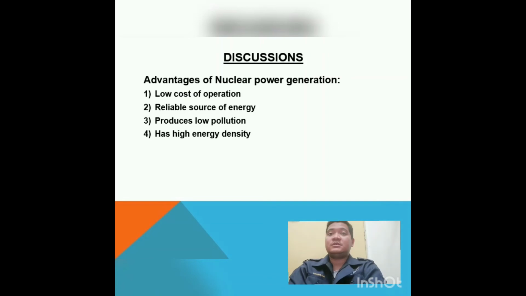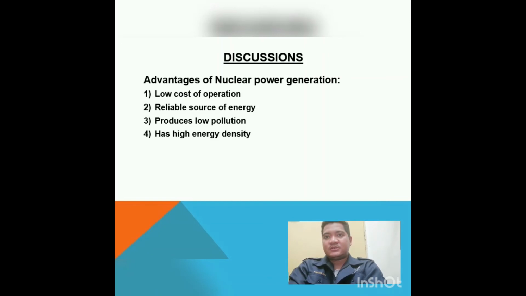The second advantage is a reliable source of energy. While certain energy resources such as solar and wind power are subject to weather conditions, nuclear energy is not. It makes no difference if there is no wind or if the day is overcast.